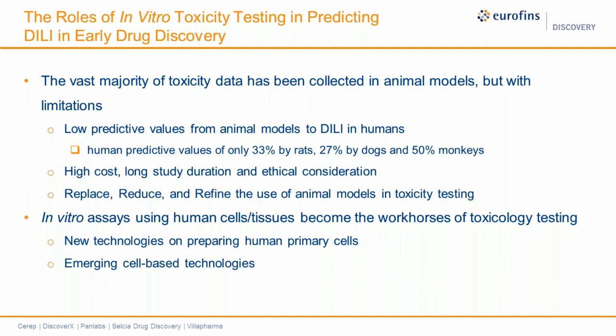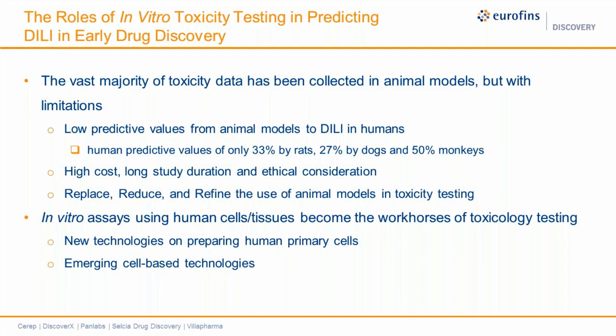in humans. A recent pharmaceutical industry survey analyzed the proportion of positive preclinical liver toxicity findings that had positive clinical findings and found low concordance, showing human predictive values for DILI are only 33% by rats, 27% by dogs, and 50% by monkeys. Secondly, animal experiments have the limitations of high cost, long study duration, and ethical concerns. The recent 3R movement called for replacing, reducing, and refining animal use in toxicity testing.